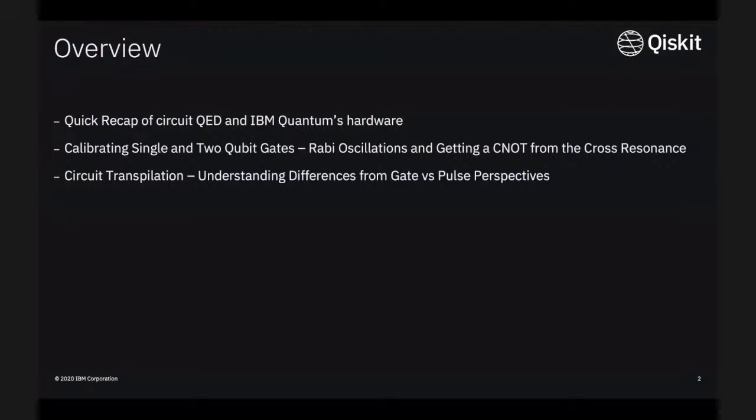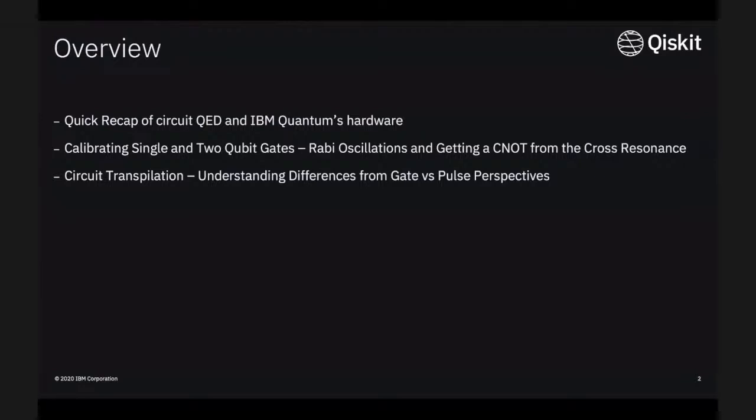So a C naught is a nice little circuit abstraction, but generally when you're thinking about the actual underlying control of your hardware, it comes in different flavors, and you actually have to do a little bit of work to get a C naught from whatever native interaction you have. So in the context of IBM hardware, the C naught is built out of a cross-resonance gate. So I'll give a bit of a discussion as to how one actually builds that. And then at the very end, I'll be talking about this idea of circuit transpilation.